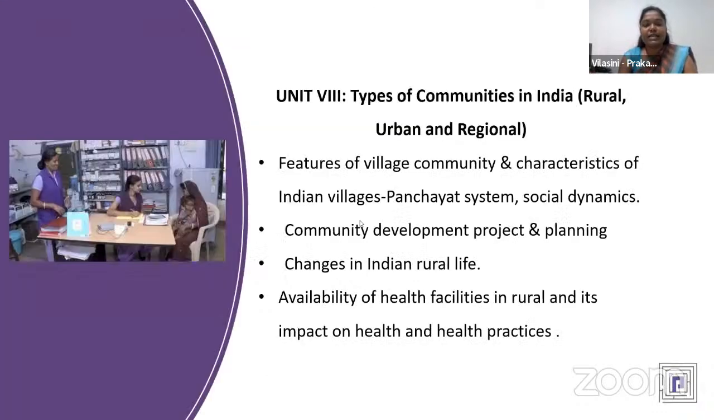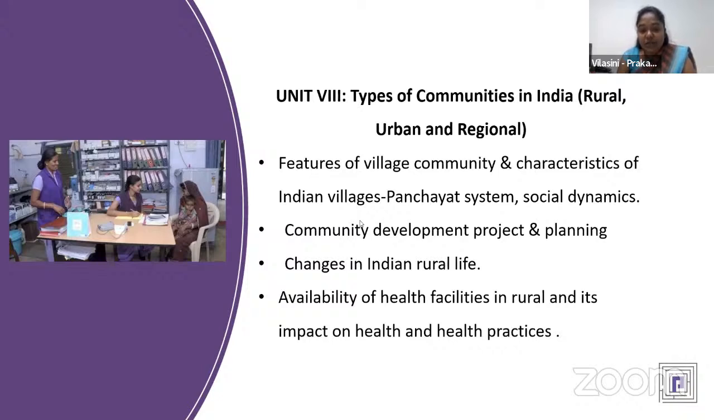The next, moving on to the next unit, that is types of communities. We have already discussed in the introduction. We have three types of communities, that is rural community, urban community, and regional community. When coming to the features of village community, the village community will be smaller in size, and it has less density of population. Means the people present in the village are very few in number, few families will be present. And the proximity is very close, the distance between the people is small.